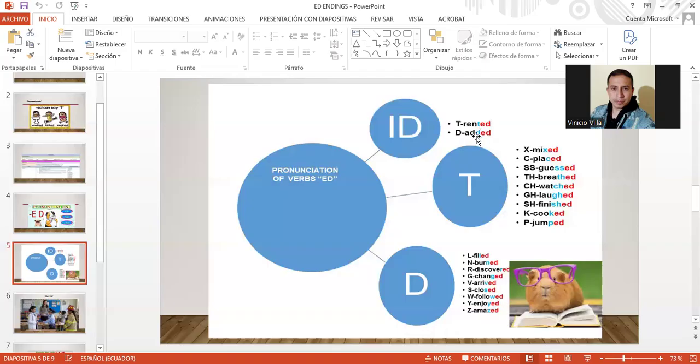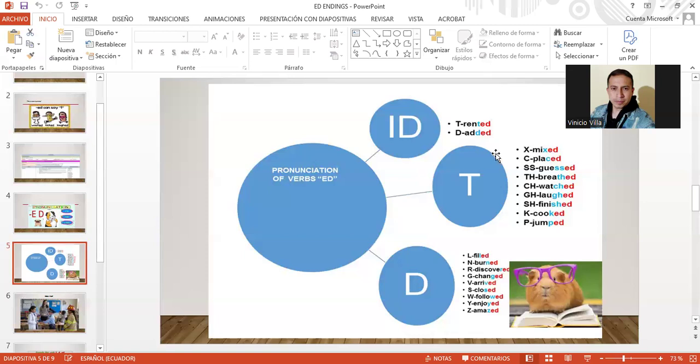And the second one, added in simple past. Through the drilling technique, I'm going to speak aloud and students have to repeat after me. Rented, added. Students have to repeat after me. Rented, added, rented. So the main rule here is that a word that finishes in T or D, we have to pronounce ID. Rented, added.